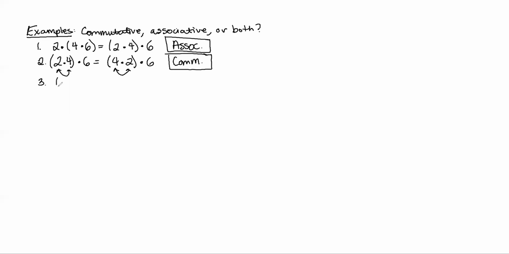And then lastly here we have (2 plus 4) plus 6 equals 4 plus (2 plus 6). All right, so now with this one, take a look at what changed. So let's take a look at parentheses first. They were in the front here, and now the parentheses are at the end. But the order of these also changed. We had 2, 4, 6, and now we have 4, 2, 6. So we also flipped around the 2 and the 4, which means we have both commutative and associative.